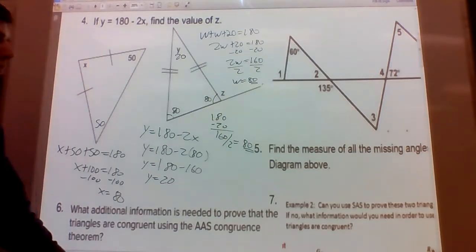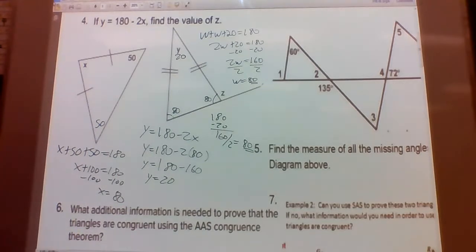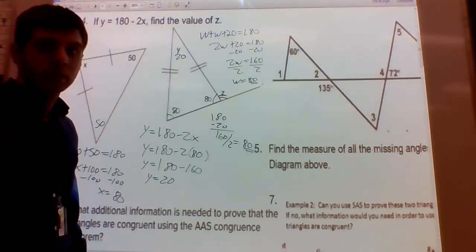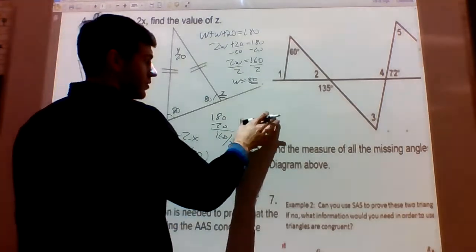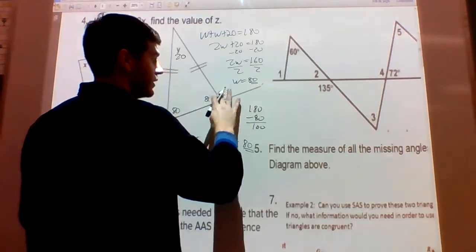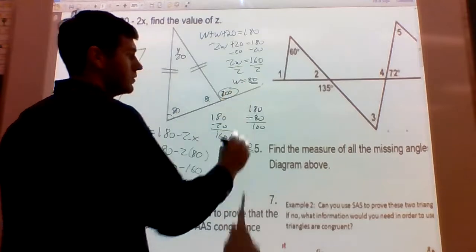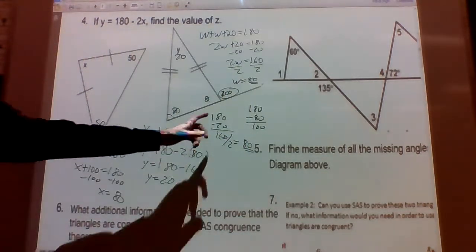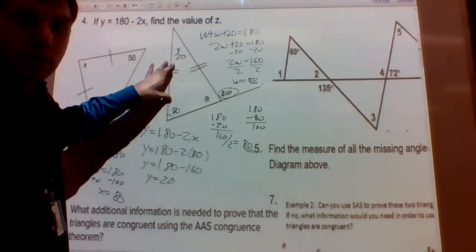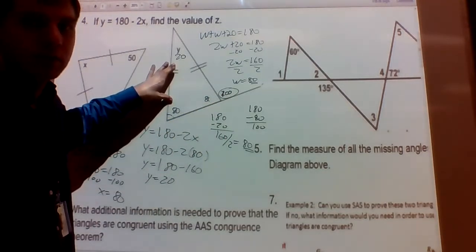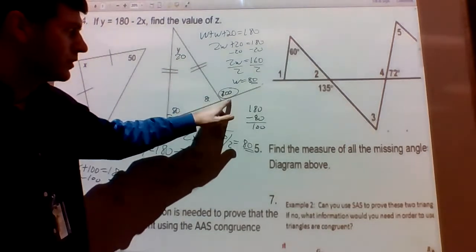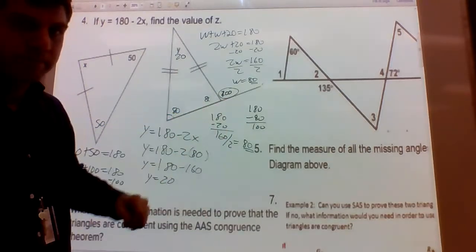Okay, we want to find z. Again, we have two options. We can do linear pair. So these are a linear pair. This means they're supplementary. Their measures add up to 180. So we know 180 minus 80 is going to be 100. So we know the measure of angle z is 100. We also could have done the exterior angle theorem. We notice that z is an exterior angle, so it's going to equal the remote two interior angles added together. The two remote interior angles are 20 and 80. 20 plus 80 is going to give us 100.